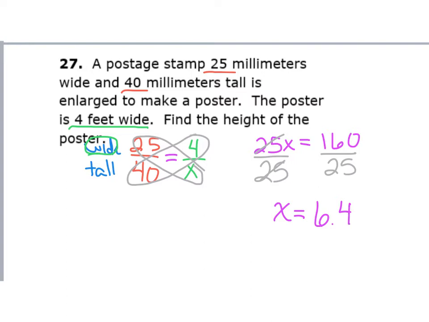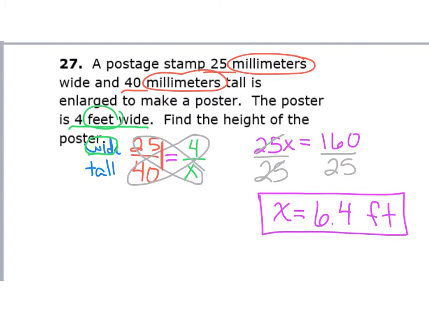And my units for the first one were millimeters and millimeters, and since they're on the same fraction, they would cancel out, which means my units for the other ones have to be the same. So if it's 5 feet wide, that means it's going to be 6.4 feet tall.